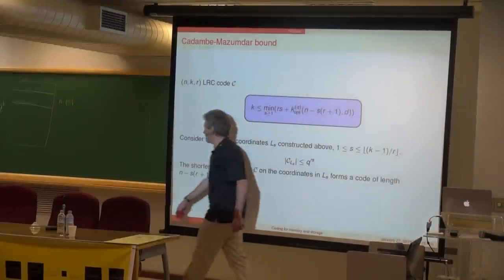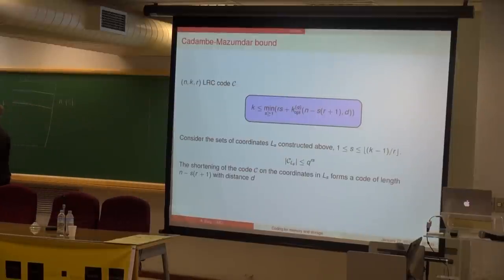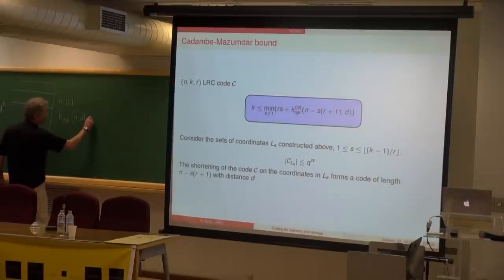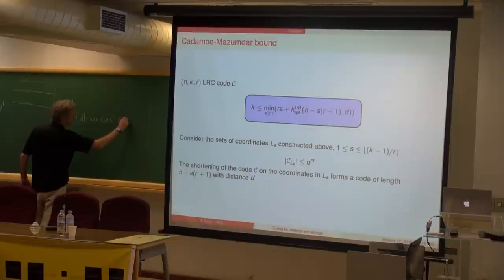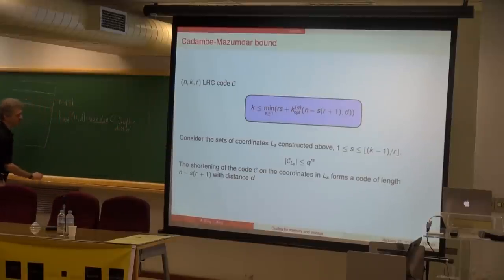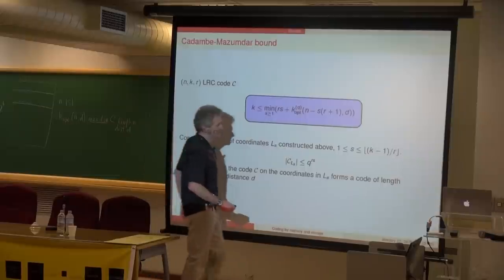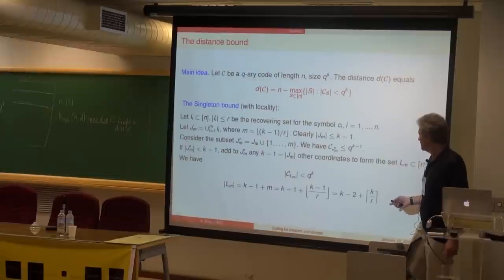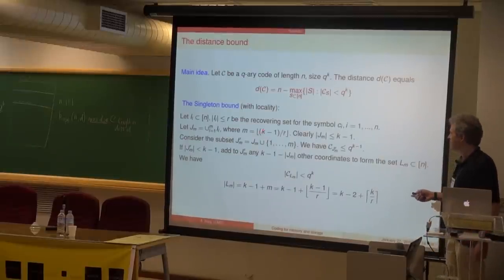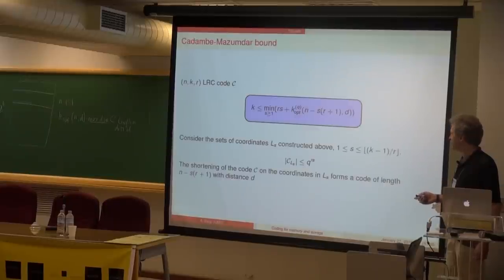Let us put K optimal. K optimal of length n and distance d is the maximum dimension of a code of length n and distance d. So what we do is shorten the code. Consider the set L_m that we constructed here in the proof. And this L_m can be done for m, but it can be done for smaller numbers, s from 1 to m. And so we call them L_s here. s goes from 1 to m.